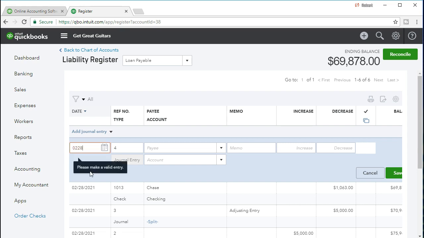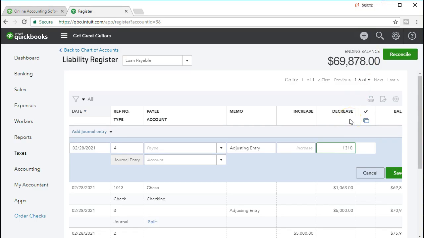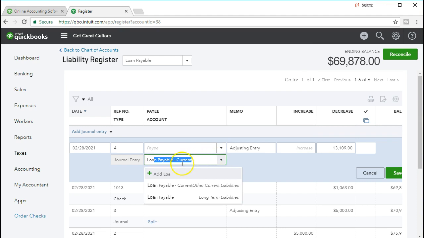So we're going to say 02/28/21 is the date. Always at the end of the period we're working on is the adjusting type journal entries. No payee. I'm going to just call it an adjusting entry. For the memo, we're going to decrease it by this yellow portion, the current portion, 13,109. So we're going to decrease it by 13,109, and then the other side is going to go to the loan payable. We could select the drop down to find it, or type in loan payable, and then we want the current portion, and it should say up here in the account type that it's the current liability. So current liability, and that's going to be it.